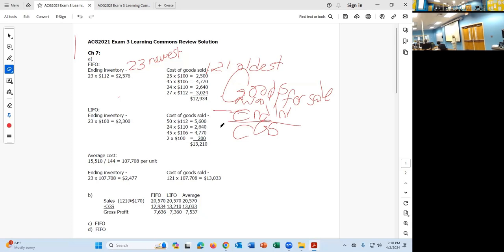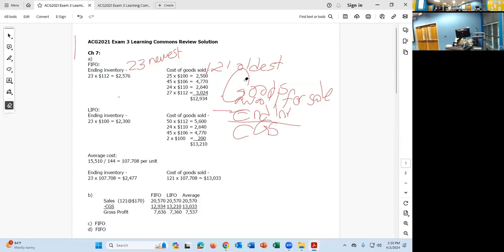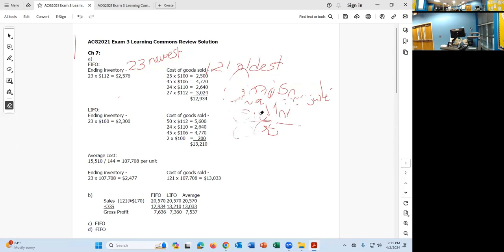Okay, so FIFO, first in, first out. LIFO works the opposite, because LIFO is last in, first out. LIFO assumes that the newest items in inventory are what we sell first. So under all three methods, what we're trying to come up with is which 121 items we are assuming we sold, and which 23 items we are assuming remain in ending inventory.